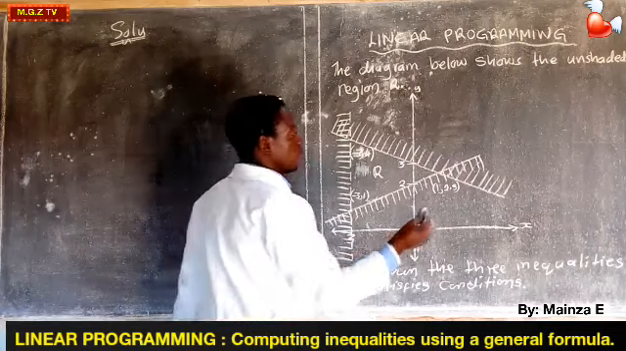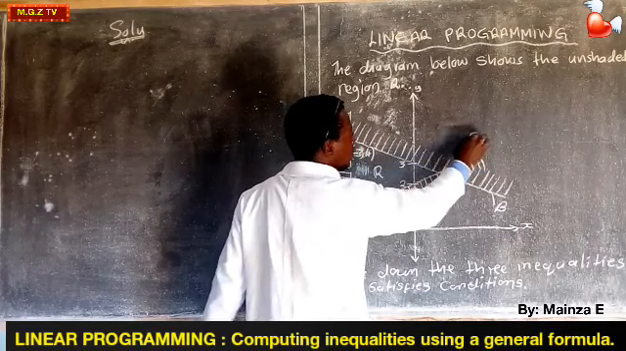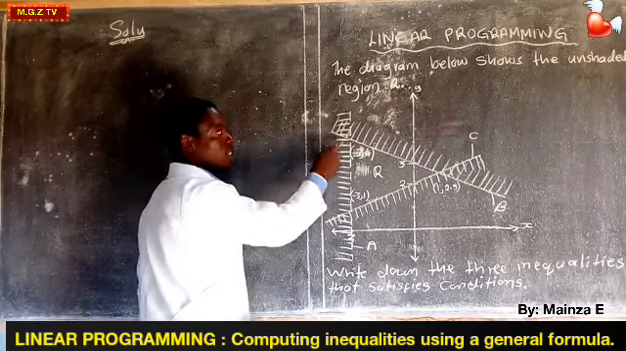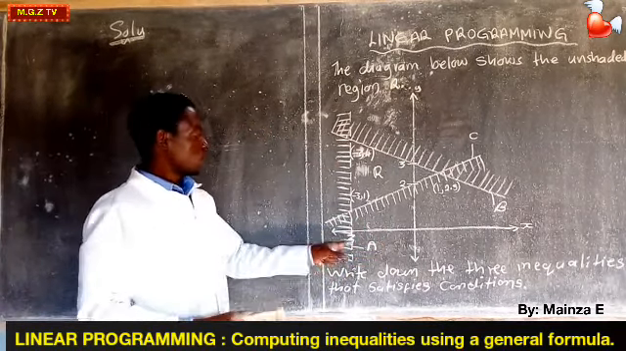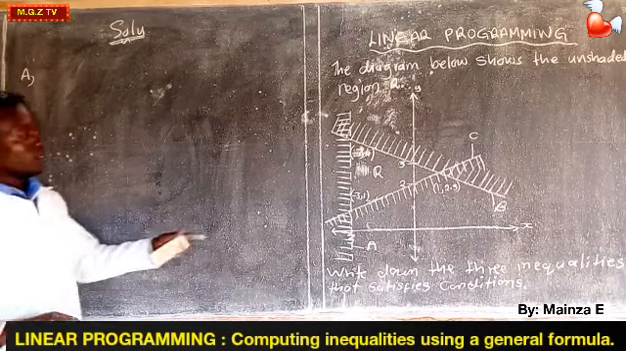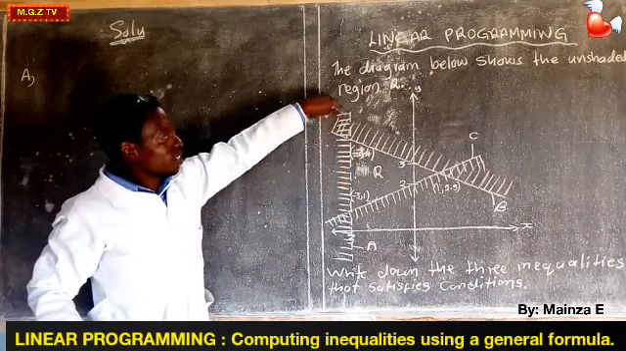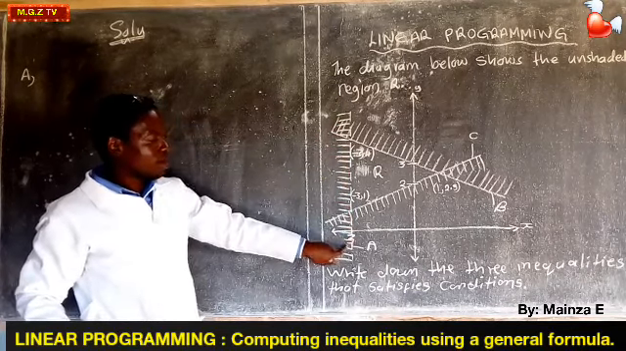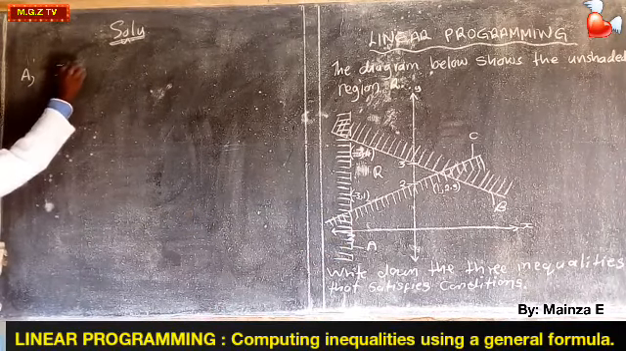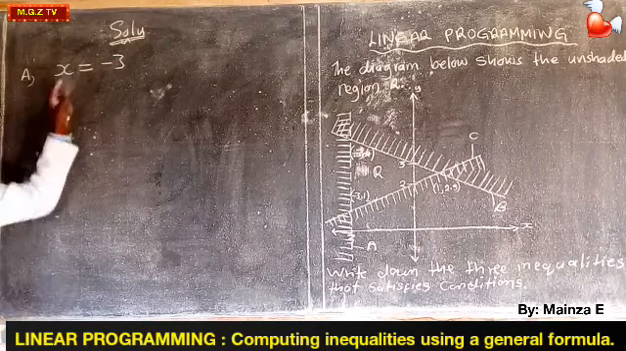So to make life easy, I'll name this one B, this one C, and this one A. I'm naming this one A because it is the simplest. So for A, the first step is to look at the line where it is cutting. The line is cutting the x-axis at -3. So there we say x is equal to -3. This is the first step.